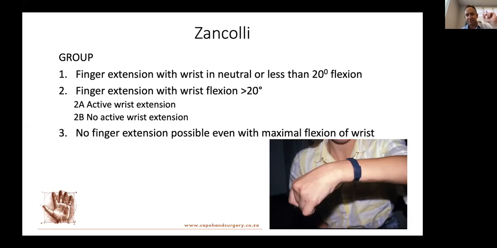So Zancolli classified the wrist deformity based on the ability to get the fingers straight. Group 1 is finger extension, in other words, your fingers can go straight with less than 20 degrees of wrist flexion. And then type 2 is finger extension with wrist flexion of more than 20. So now you can imagine the wrist must go into more flexion so that the extrinsics can work. And then 2A is, do they have active wrist extension? And I hardly see that. By the time most people present, there's no more active wrist extension. And 2B, no active wrist extension.